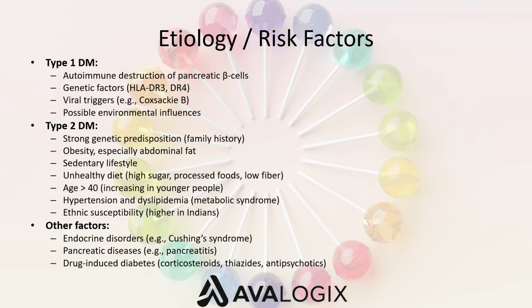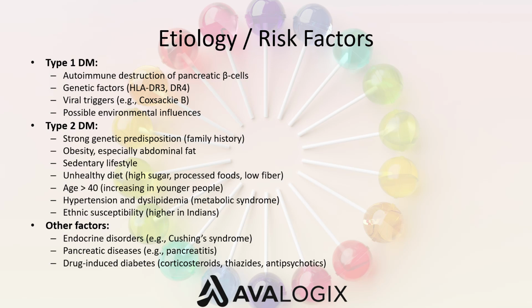Other risk factors include hypertension and abnormal cholesterol levels, which are part of what we call metabolic syndrome. Certain ethnicities, like Indians, are genetically more prone to developing type 2 diabetes. Besides these, other medical conditions such as endocrine disorders like Cushing's syndrome or pancreatic diseases like pancreatitis can also cause diabetes.